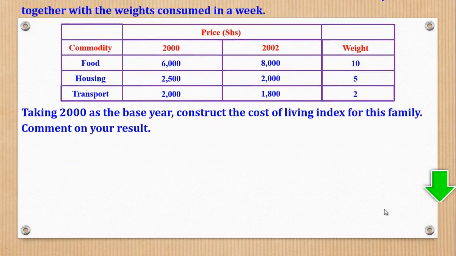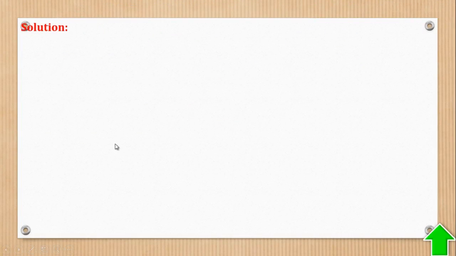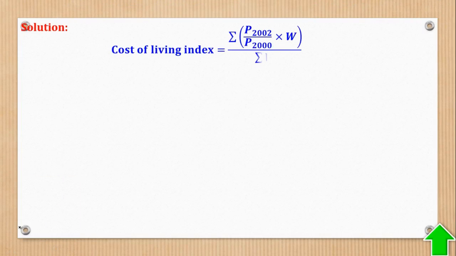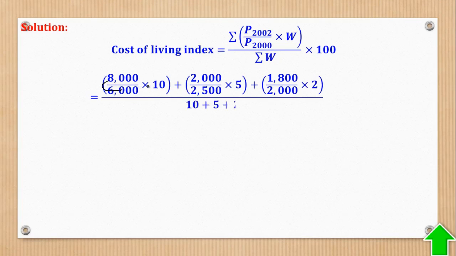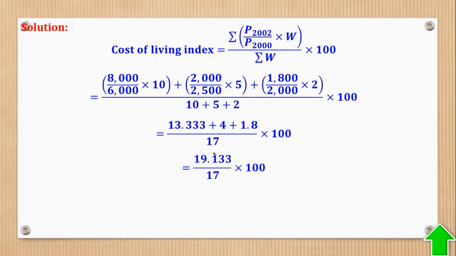So the very way we answered weighted average is the very way we shall answer cost of living. We shall quote the formula, then substitute current price, base price, weight, current price, base price, weight, current price, base price, weight, and here the total of all the weights. Then simplify to give you that, simplify further to give you that, and then use the calculator to come up with this.